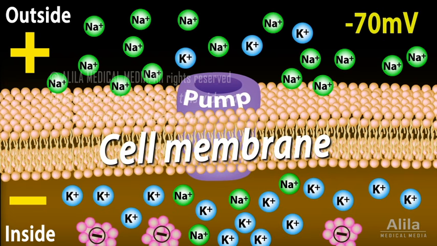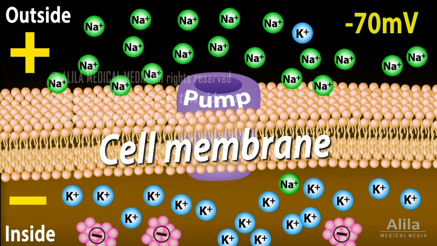At this resting state, there are concentration gradients of sodium and potassium across the membrane. More sodium outside the cell and more potassium inside the cell. These gradients are maintained by the sodium-potassium pump, which constantly brings potassium in and pumps sodium out of the cell.